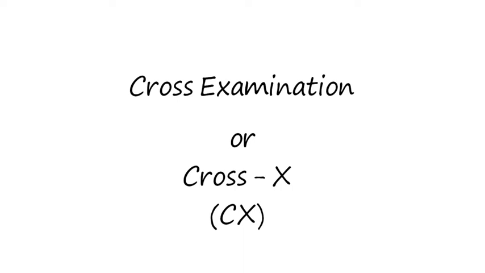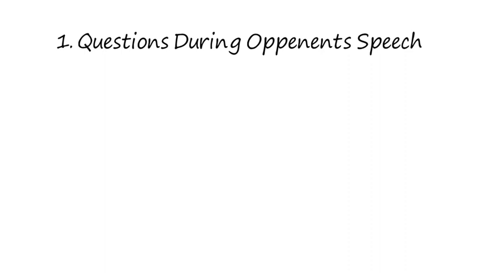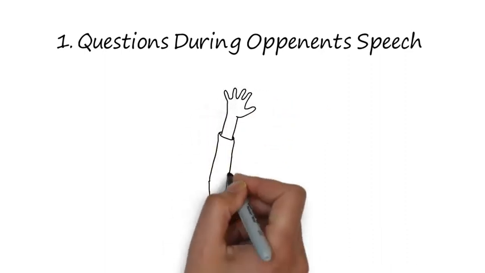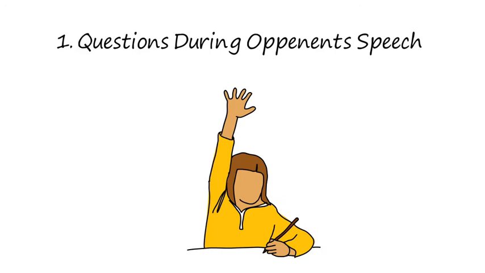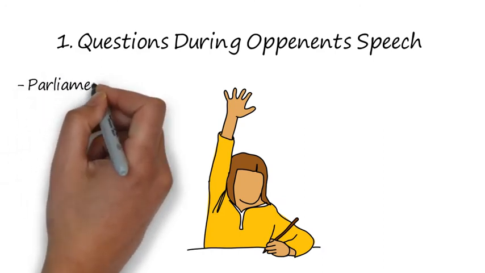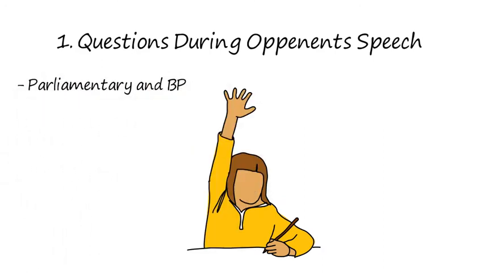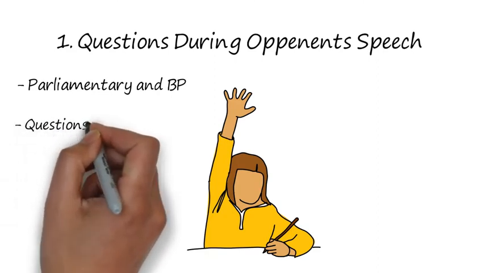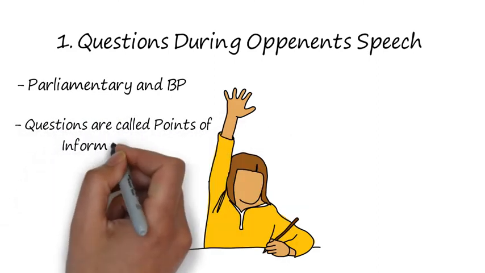There are generally two types of CX. In one style of debate, you're able to ask questions during your opponent's speech. This is most commonly done in parliamentary or BP, British Parliament debate. Cross-examination in these formats is known as POIs, or points of information.